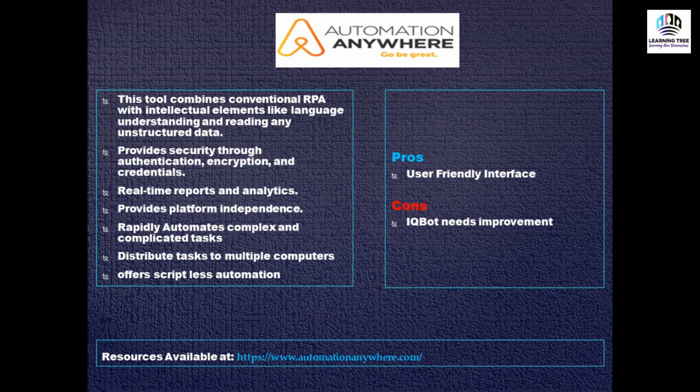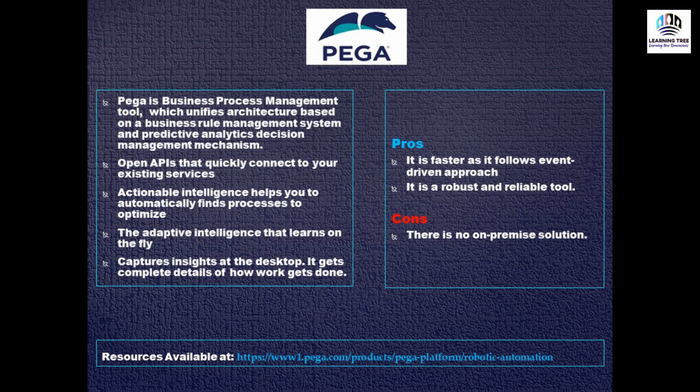Next RPA tool is Pega. Pega is a business process management tool, which unifies architecture based on a business rule management system and predictive analytics decision management mechanism. Open APIs that quickly connect to your existing services.